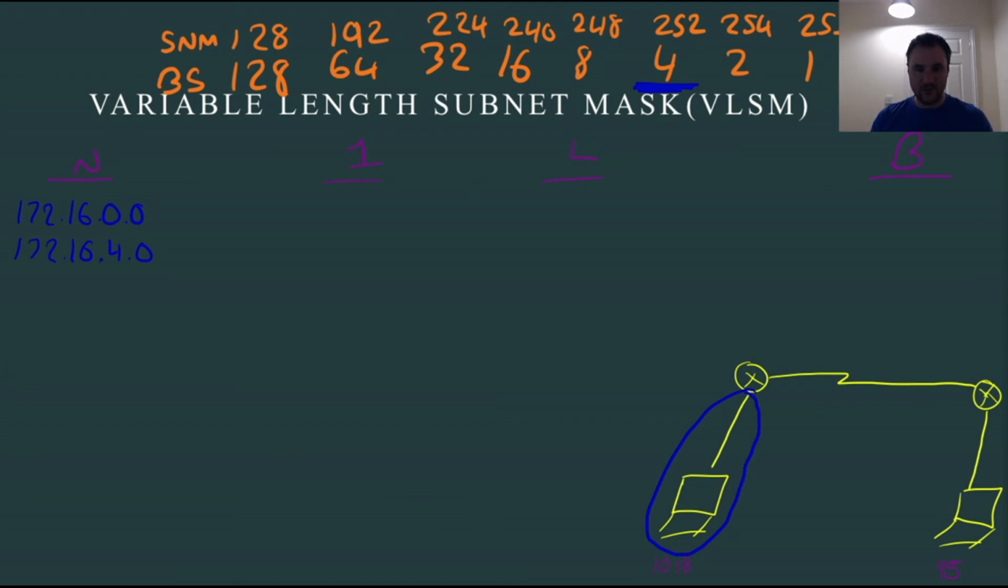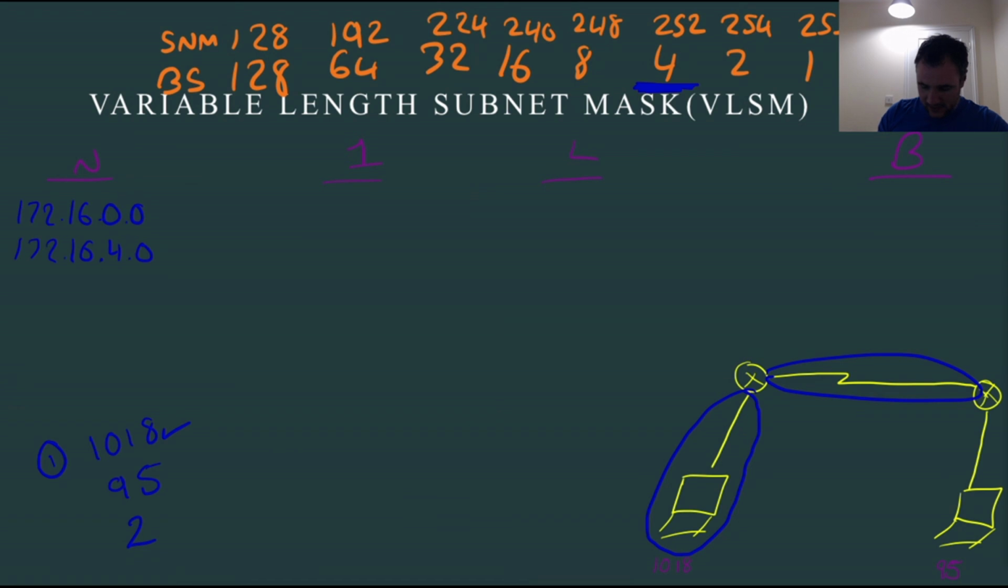And with VLSM, there's a few set rules. Number one is put the host requirements in order of size. So we want to do 1018, then we go 95, and then we do this one, where we require two usable IP addresses. So put them in order and then work out your network addresses from there. So we've got that one done. We've got the network address for it anyway.